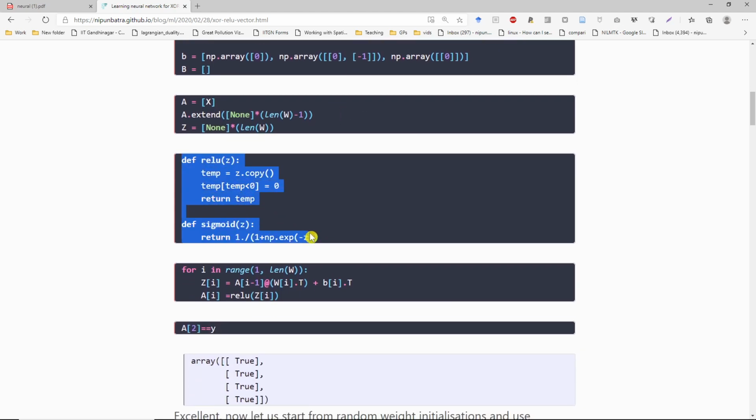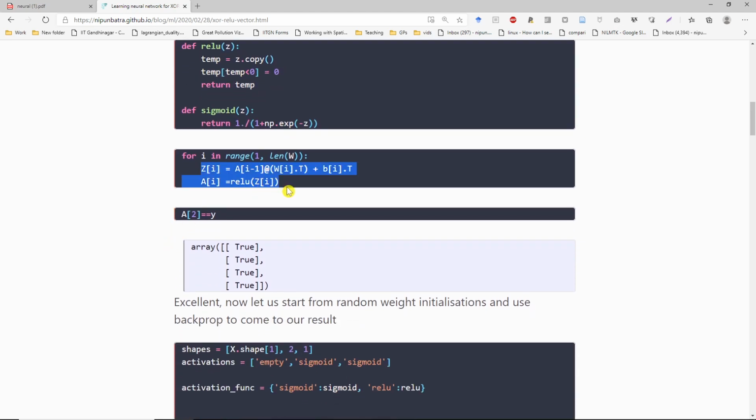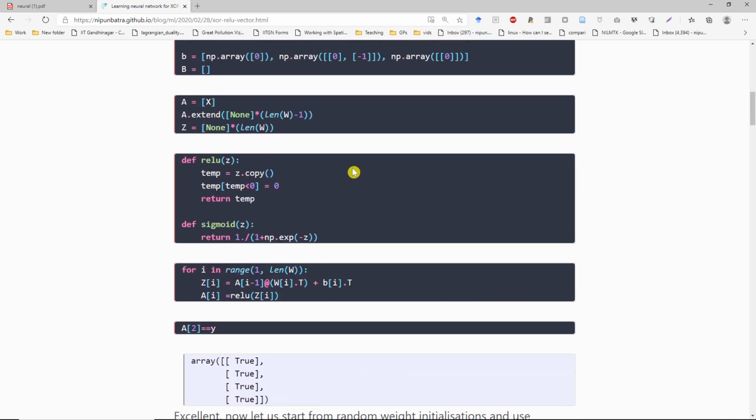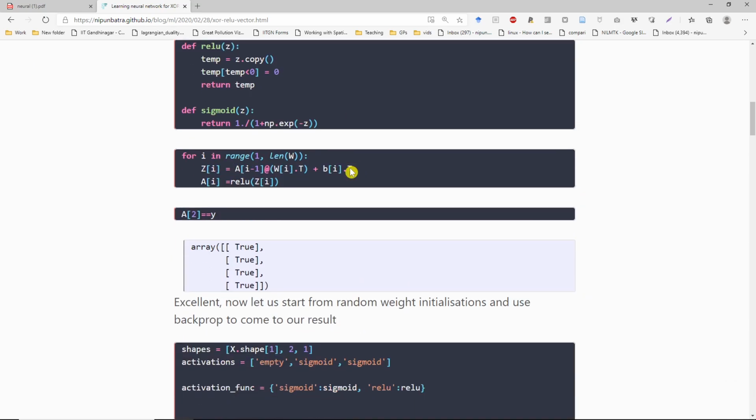I have defined Relu and Sigmoid, and this is basically forward propagation. You can just write that in 2 lines of code: for i in range 1 to length of W. So if you see now, I'm not using W of 0, I am starting from 1. I first calculated Z, which is A of i minus 1 times Wi transpose plus Bi dot transpose. Sometimes you have to be careful with whether it's Bi or Bi dot transpose depending on the specific implementation that you're using here. And then finally I computed Ai equal to Relu, or just the activation.